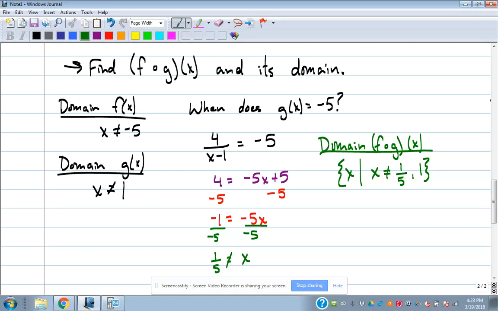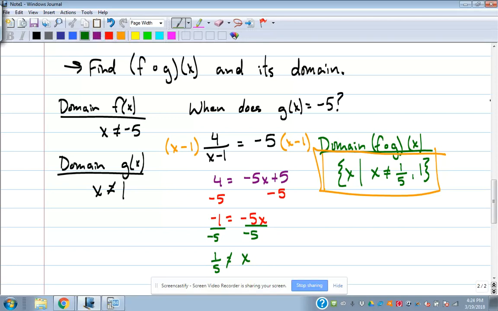So when you were turning 4 over x minus 1 equals -5 and 4 is equal to -5x plus 5, you just multiply the denominator by both sides, right? Yes, that's exactly what I did. That step that I'm doing there is multiplying x minus 1 to both sides. And then doing distributive property. Okay. So there's our domain of that composite function. That's what that shows there.